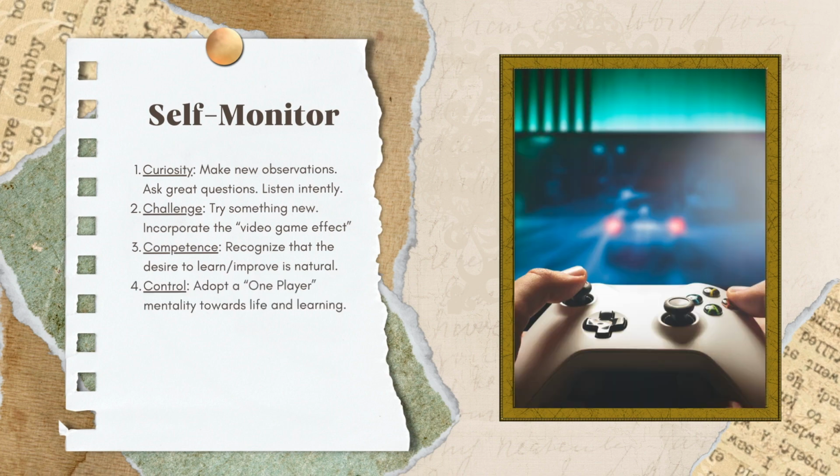And number 4, control. This is one of the most important lessons that we can ever impart to our children. You are in control of your own life. You are responsible for your own choices. This is both a wonderful thing and a terrifying thing at the same time.